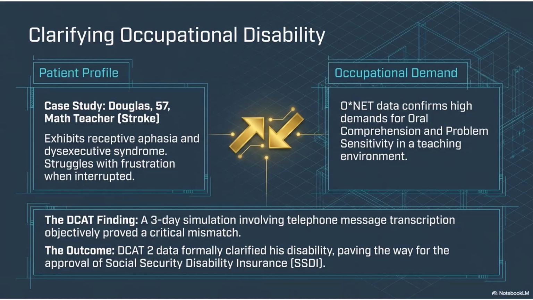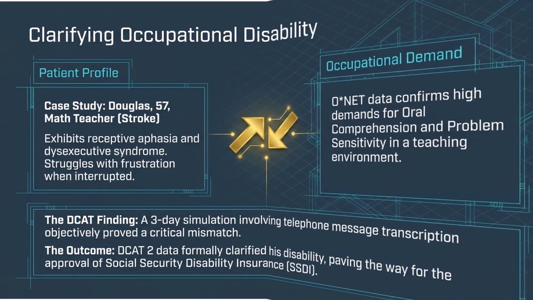While Douglas's physical assembly skills improved, the addition of the telephone message interruptions revealed a persistent severe difficulty with message transcription. This objective data clearly documented a significant mismatch between his oral comprehension abilities and the complex demands of teaching. This DCAT-informed evaluation provided the defensible evidence needed to support Douglas's application for Social Security disability insurance benefits, giving him and his family improvement in their financial peace of mind.